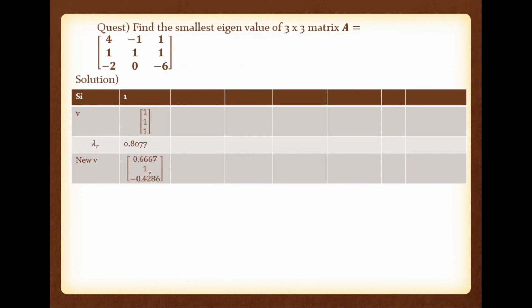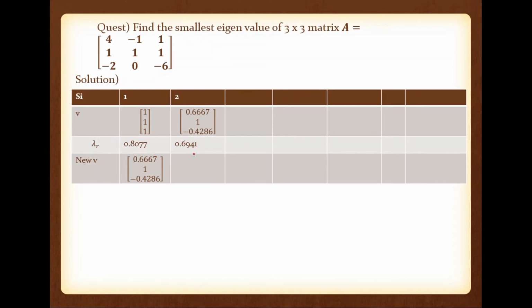0.6667, 1, -0.4286. Now this one will act as the new initial vector of the second iteration, because these two are different. So 0.6667, 1, -0.4286 is the initial vector of the second iteration. Post-multiply this one with this matrix, so we have an output vector. Take the largest value, that is 0.6941.